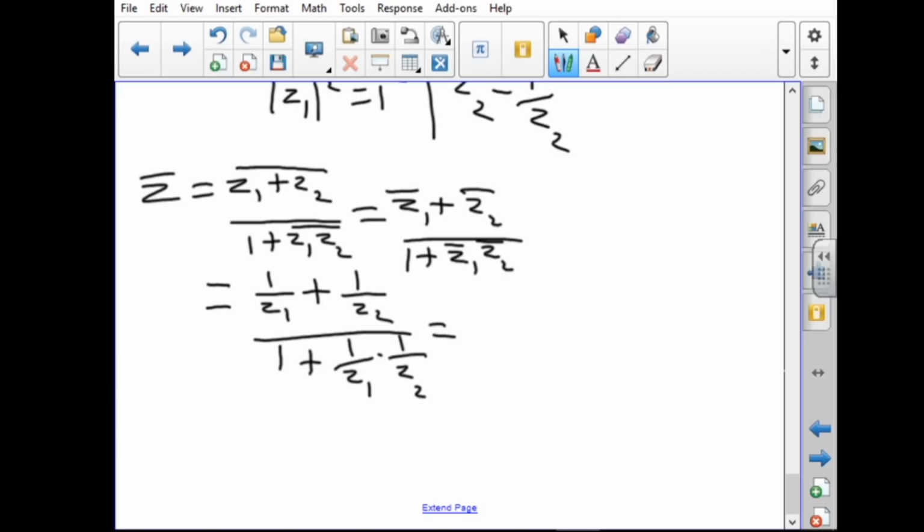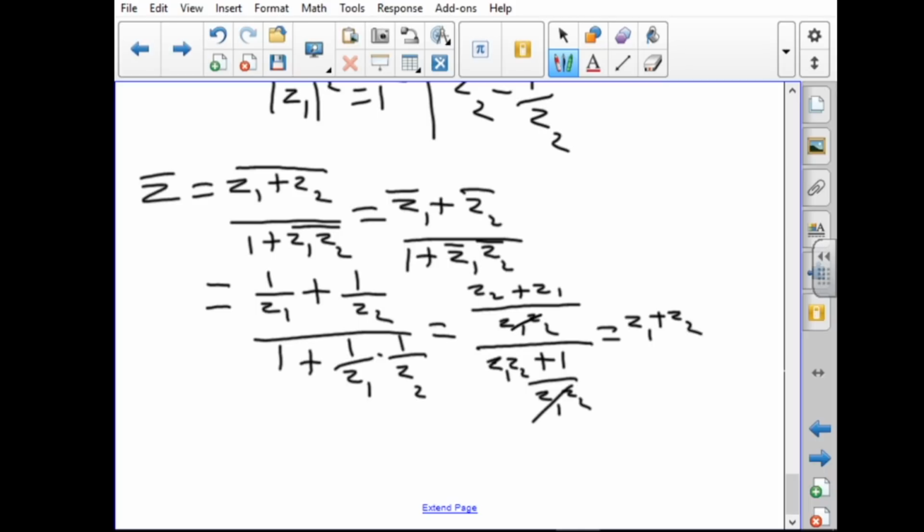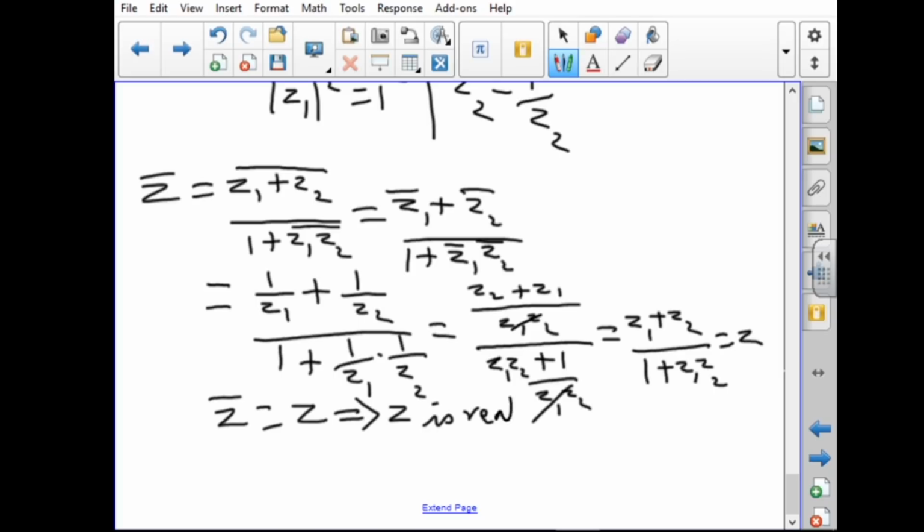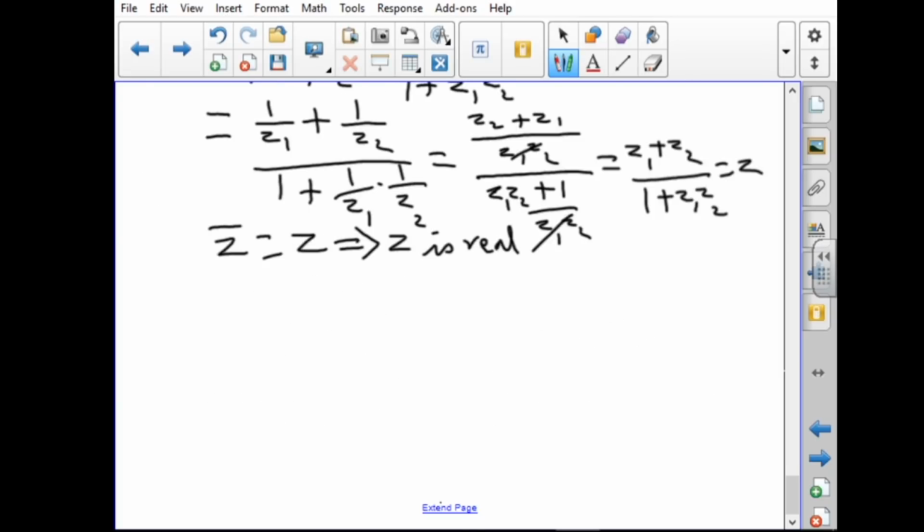LCM in the numerator is Z1 into Z2, so this will be Z2 plus Z1. And in the denominator also LCM is Z1 into Z2, so this will be Z1 Z2 plus 1. Now this will get cancelled. So it is equal to (Z1 plus Z2) by (1 plus Z1 Z2), which is equal to Z. So we have proved that Z bar is equal to Z, which tells us that Z is real. Hence we have proved this problem.